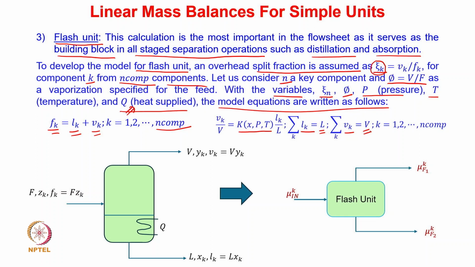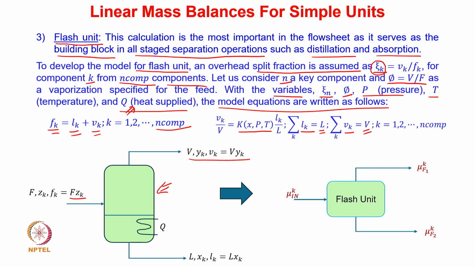Now if we look at this entire information in terms of the unit, it is like this. The feed input to the flash unit is capital F, which is the molar flow rate of the feed. Zk is the mole fraction of the feed for the kth component. Fk is the molar flow rate of the kth component in the feed, and that is given as F zk. Similarly, the top product which is coming out will be represented by this.